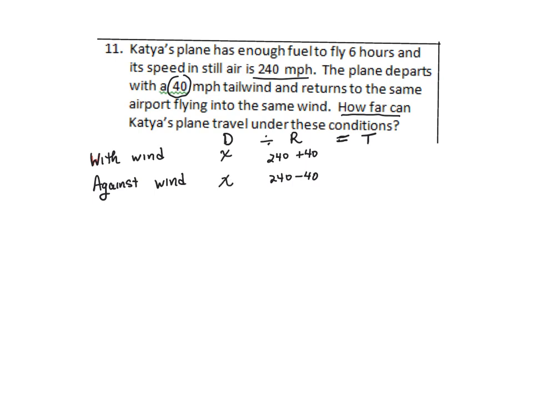Okay, so assuming that she's traveling the same distance with the wind and against the wind, but her rates are different. So her time with the wind would be x over 280, and the time against the wind would be x over 200. And because the total time is 6, we would add these two, and make it equal to 6.